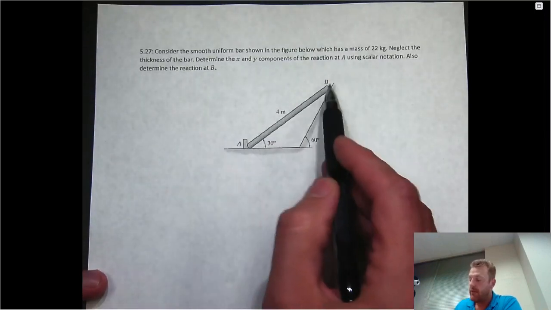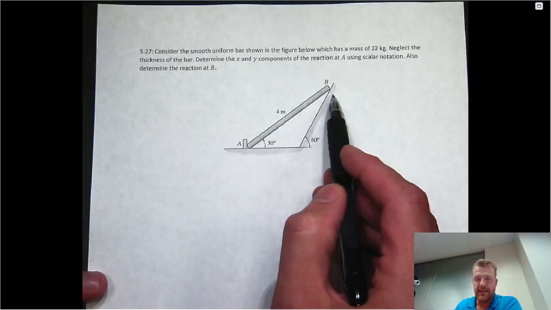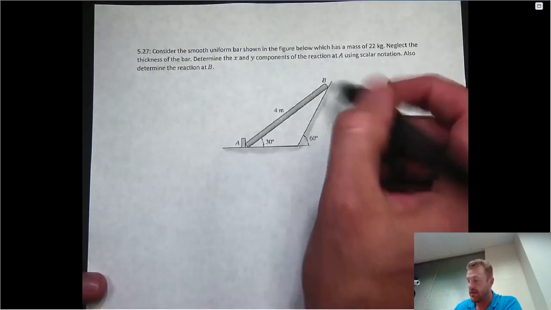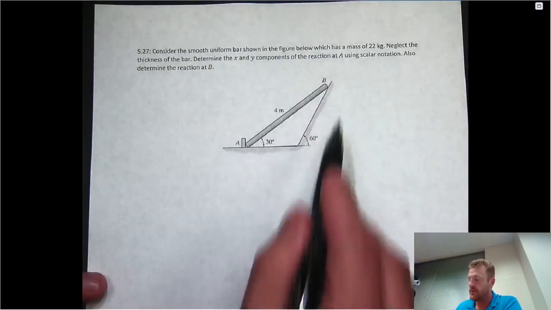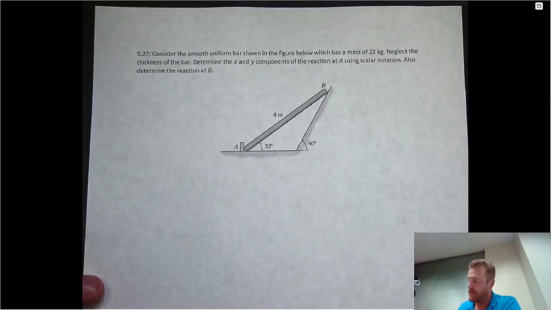that will stop it from moving left. However, note at point B, it's just in contact with the wall, so there's just going to be a normal force. So that's why they're just saying the reaction at B. We know that the direction has to be normal to the actual surface. The question is just what will the actual magnitude of that be?